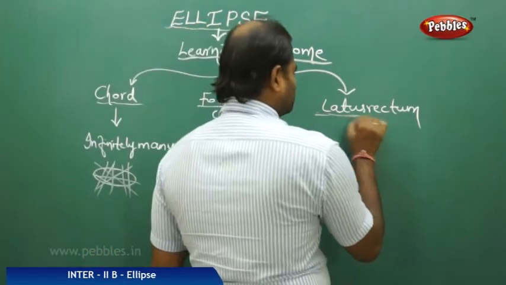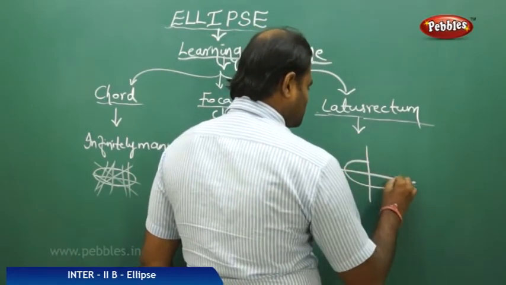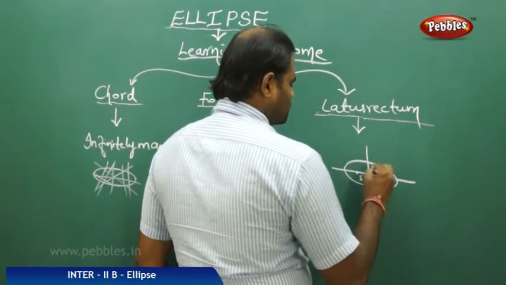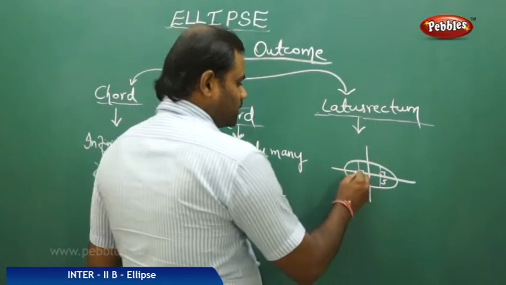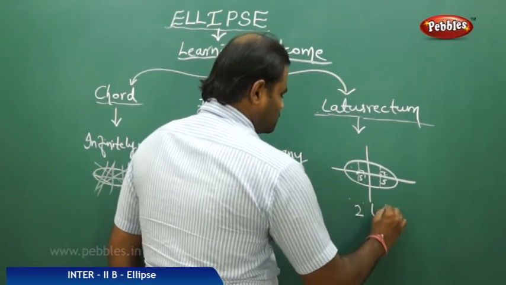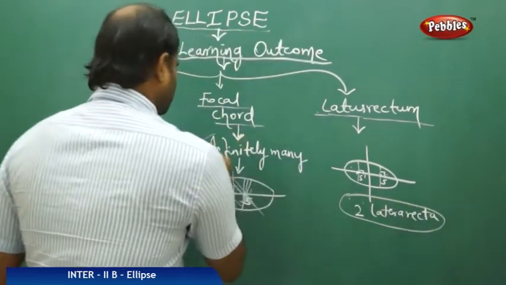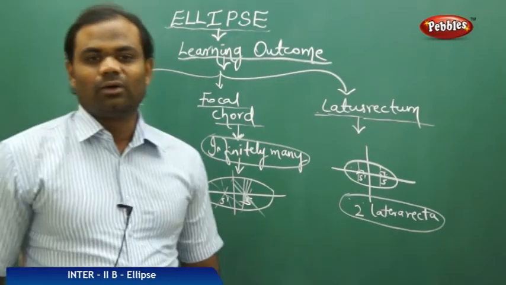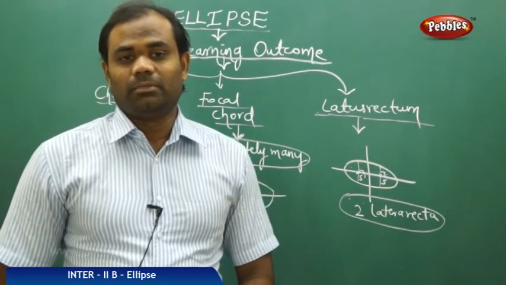But when it comes to latus rectum, we have already seen that there's only one line which is perpendicular and passing through focus, and therefore there are two latera recta, infinitely many focal chords and infinitely many chords. That is how we make the learning outcome of each of the chord, focal chord and latus rectum in number.